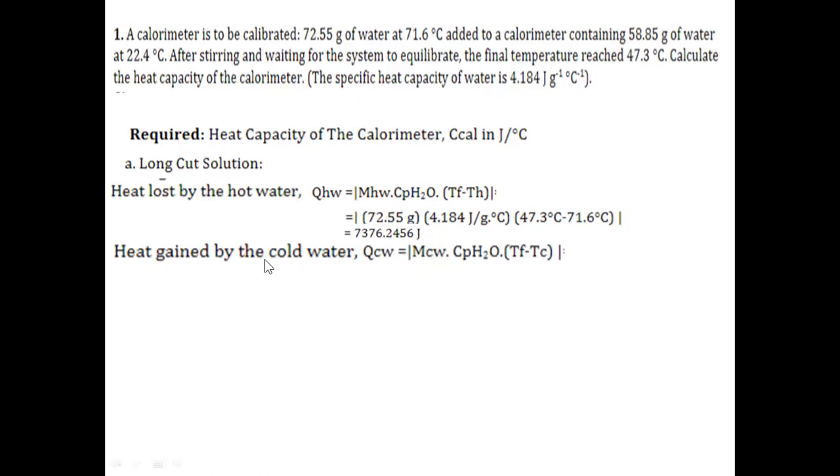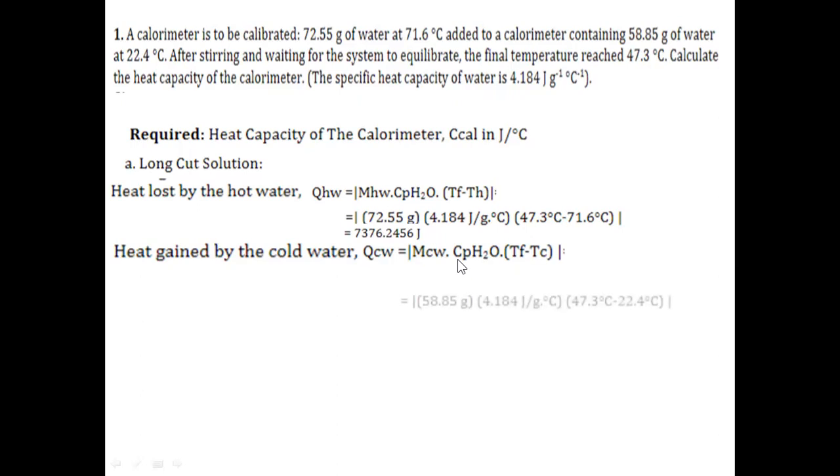So this is the formula for the heat gain by the cold water. QCW is equal to the absolute value of, take note of this, we're going to use the mass of the colder water, multiply it with the specific heat, multiply it with the change in temperature as the mixing temperature minus the initial temperature TC for the cold water, which is at 22.4 degrees Celsius.